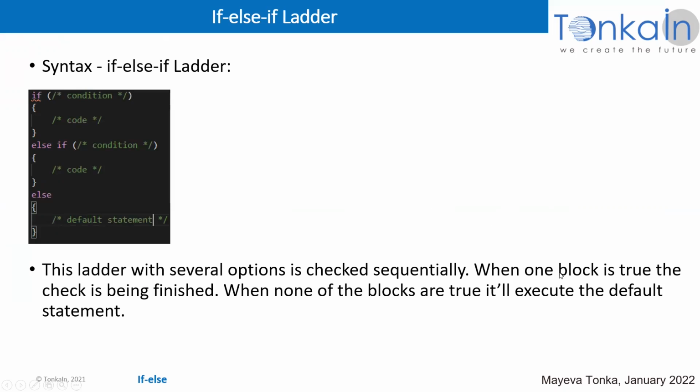We can also expand the if else to an if else if ladder. Here's the syntax. It is the same as before, except that instead of else we have an else if, and then we finish with else. This ladder, with several options, is checked sequentially. That means we start from the top and go to the bottom. When one block is true, the check is finished. So if this is true, the code is finished. If this is false and this is true, then the code finishes at this point. If both of them are false, it will execute the default statement.